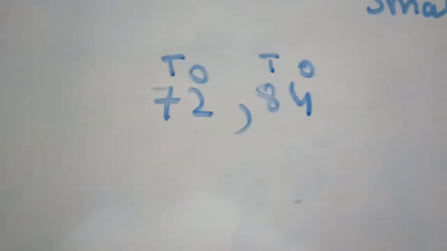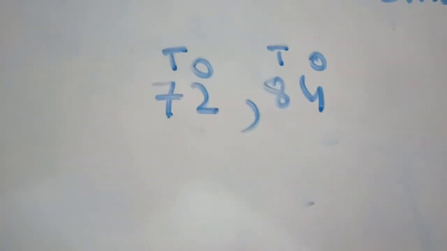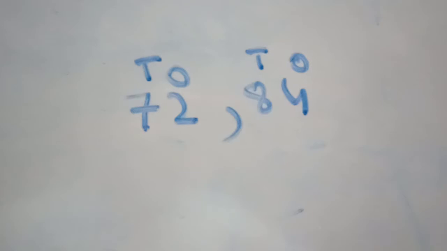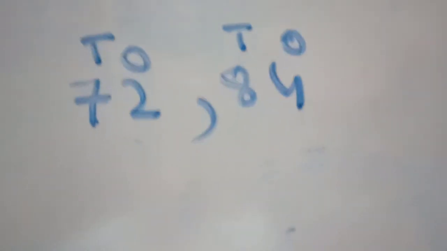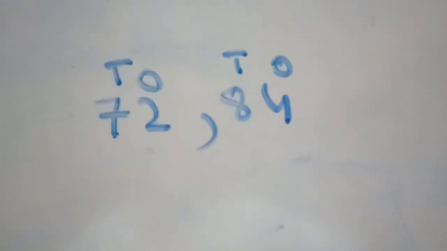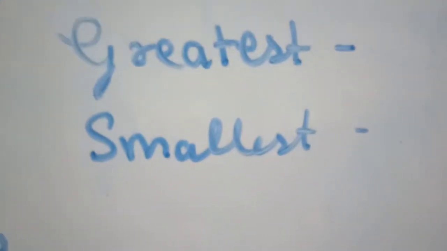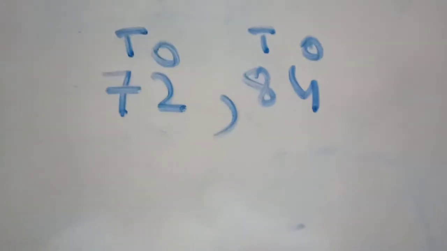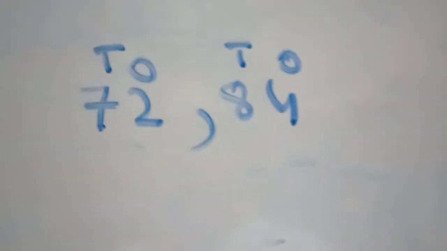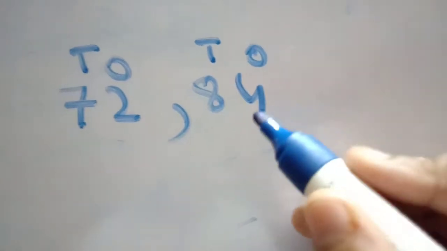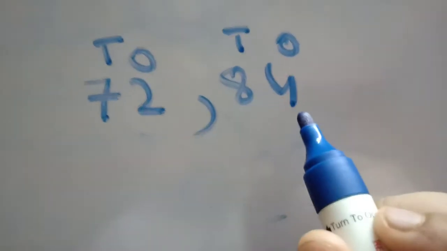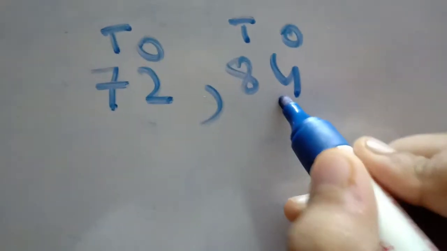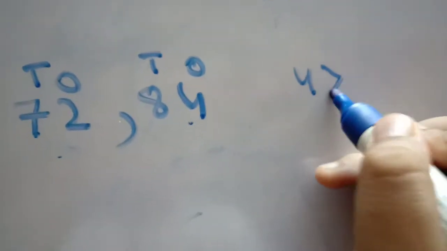But friends, I didn't understand one thing. If you want to compare these two numbers, how shall we do it? I will tell you. Now we have two numbers, 72 and 84. We want to find the greatest and the smallest number. For this, first we will see the ones place of both the numbers. As we can see, 4 is greater than 2.